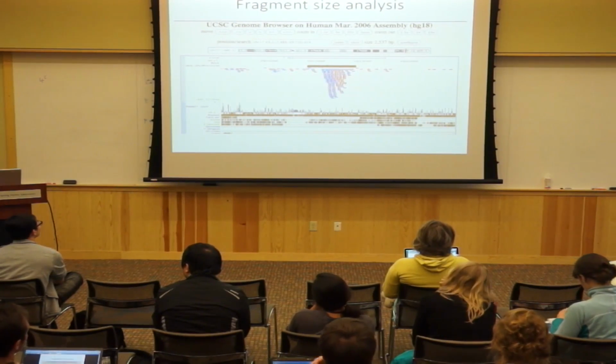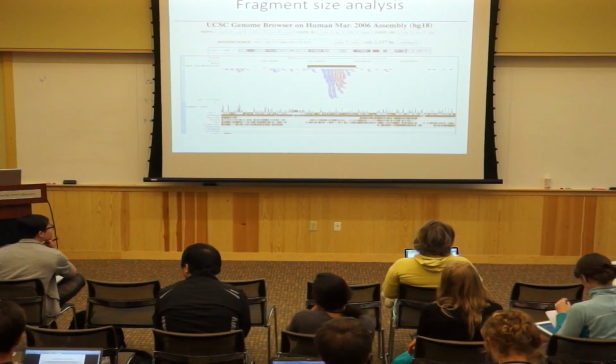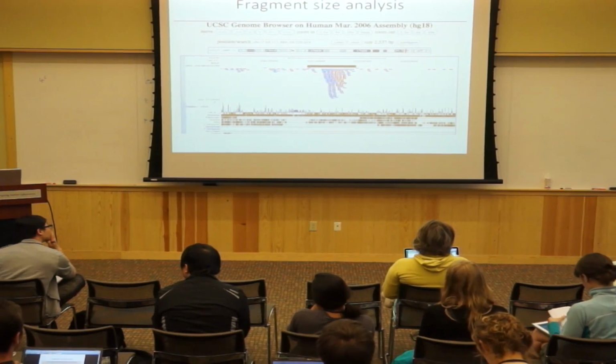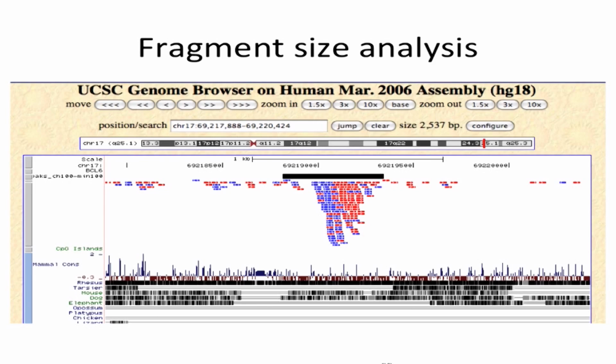The other quality control procedure that people do is a fragment size analysis. This is based on what a peak looks like in ChIP-seq. So this is what a peak looks like in ChIP-seq. As you can see, there are lots of these blue reads on one side of a peak and lots of these red reads on the other side of a peak. This is due to the fact that you sequence either extremity of the same DNA fragment.